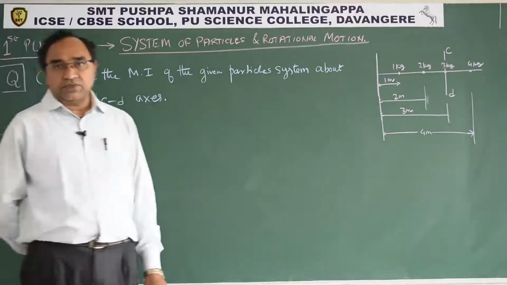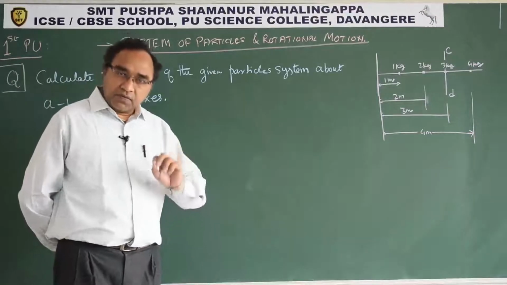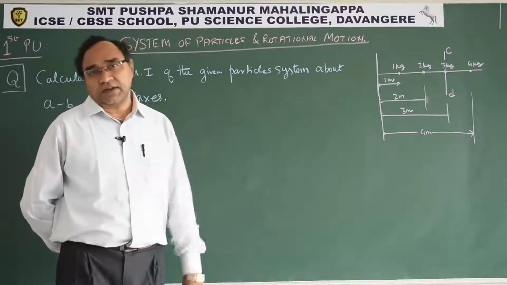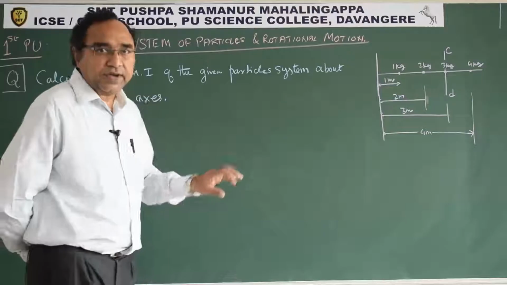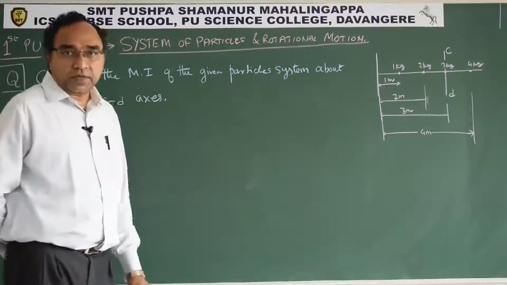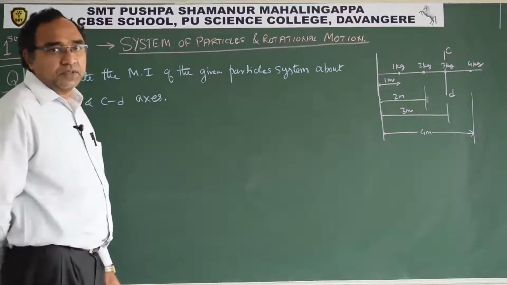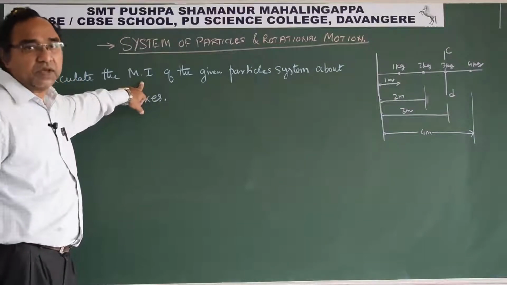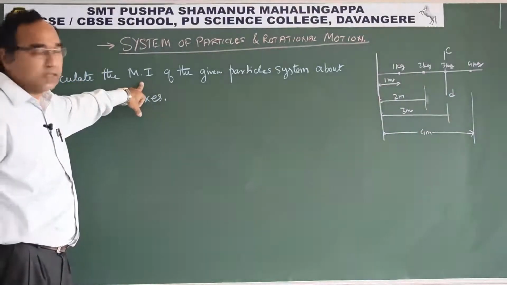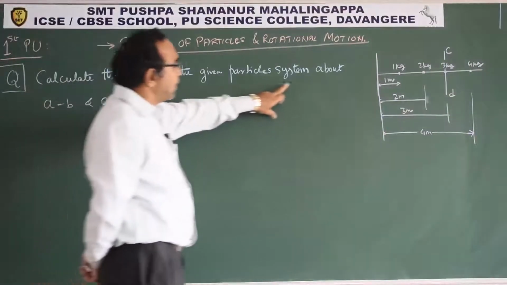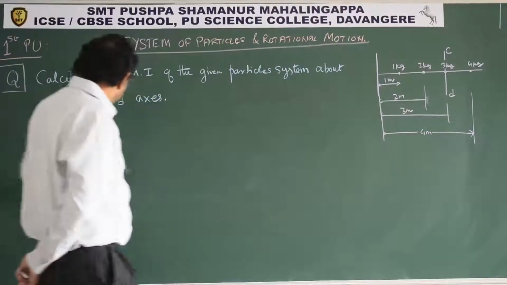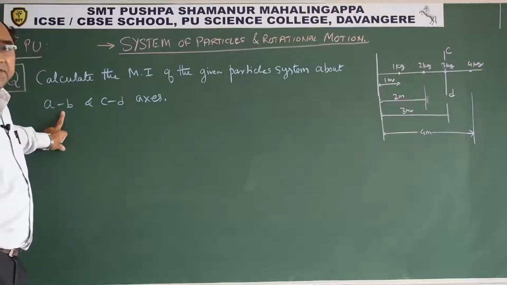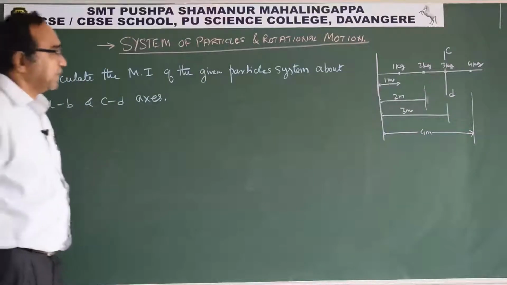This is very essential because in your board exam as well as in the entrance exam, due weightage is given to this particular topic. So the first question that we need to discuss is this: calculate the moment of inertia, which I have written in short as MI, of the given particle system about the axis AB and axis CD.